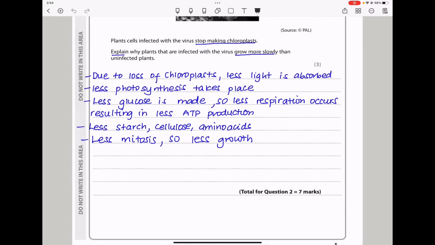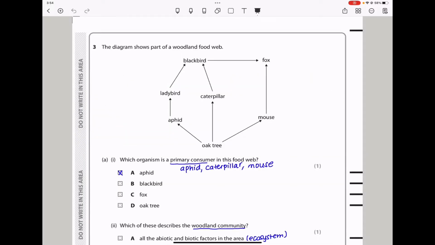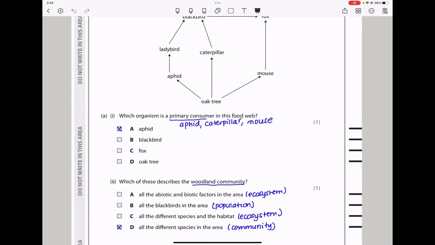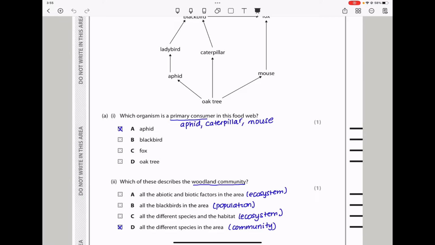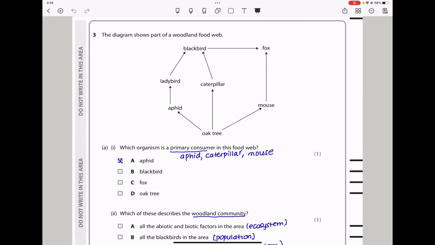So this brings us to the end of question 2. Let's continue to question 3. Question 3, the diagram shows part of a woodland food web. So this is the food web. They say which organism is a primary consumer in this food web. Primary consumers are this, that, and that.